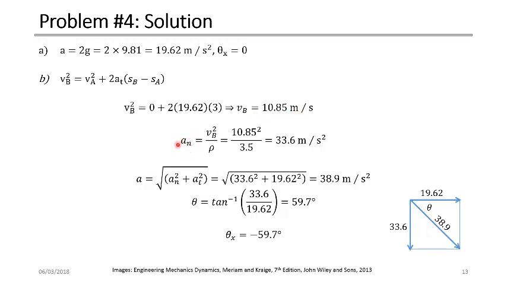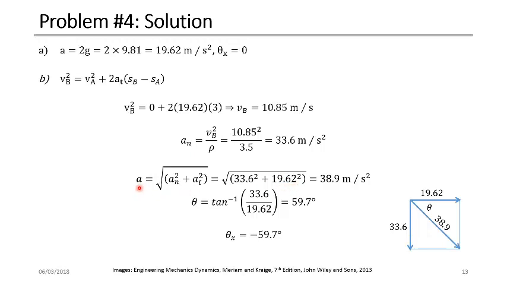So the normal component of the acceleration in this case is V squared divided by rho. The rho here, the radius of curvature, is constant between B and C, and it's 3.5 meters. The velocity here was found as 10.85. So it's 10.85 squared divided by rho, which is 3.5. That gives us 33.6 meters per second squared, the normal component. And as I said, at point B, the tangential component of the acceleration is the same, 19.62.